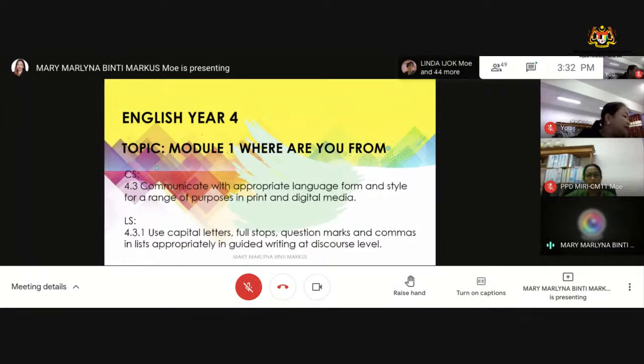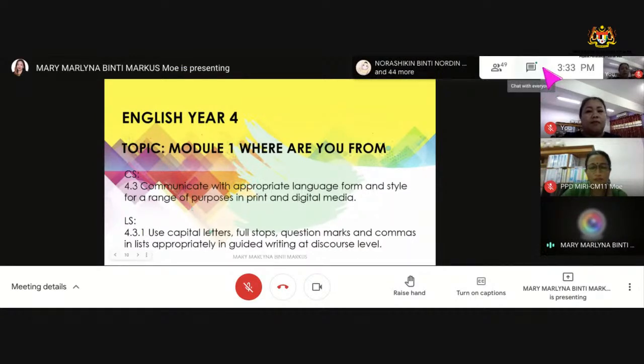The lesson that I'm going to use is for English Year 4. The topic is Module 1, Where Are You From? The content standard is 4.3, communicate with appropriate language, form and style for a range of purposes in print and digital media. This is the main skill, and the learning standard is to use capital letters, full stops, question marks, and commas in lists appropriately in guided writing at this level.